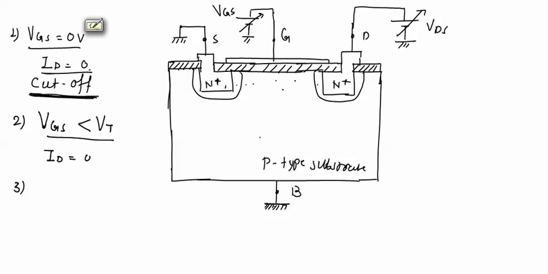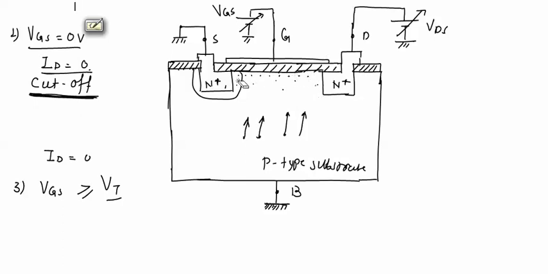Third case, if we apply VGS which is greater than or equal to threshold voltage VT, then this voltage is sufficient to attract these electrons in the channel. If VGS is applied greater than threshold voltage VT, then these electrons will accumulate in this region and a channel will be created between source and drain terminals, and this will be the depletion layer.